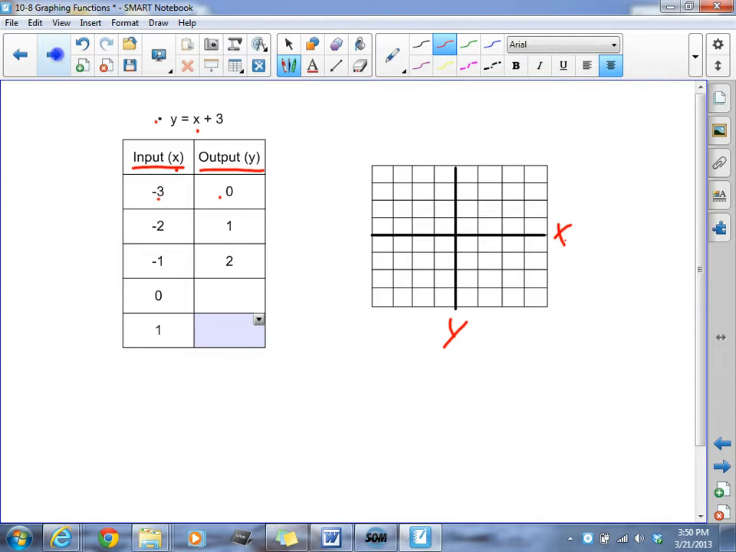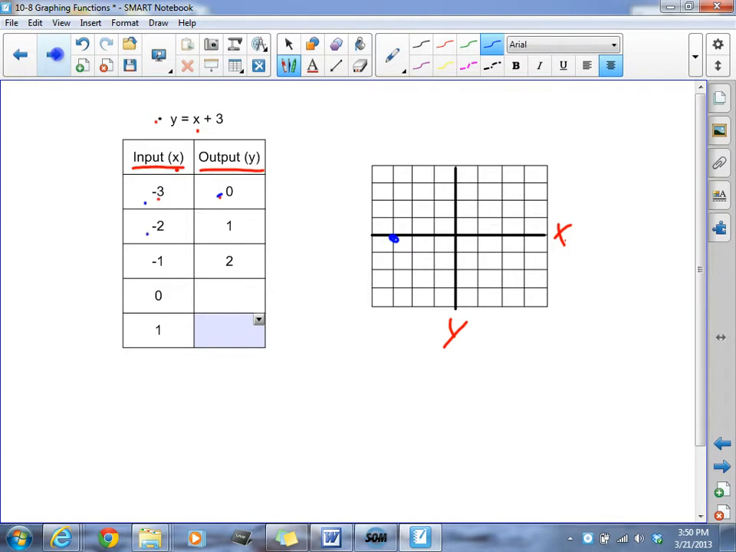Let me give an example. Negative 3 is my x value, so if I put a negative 3 in there, negative 3 plus 3 is going to be 0. So I'm going to use that as my coordinate: negative 3 and 0. I'm going to go negative 3 on this, 1, 2, 3, and then I'm going to go 0. So that is my first point.